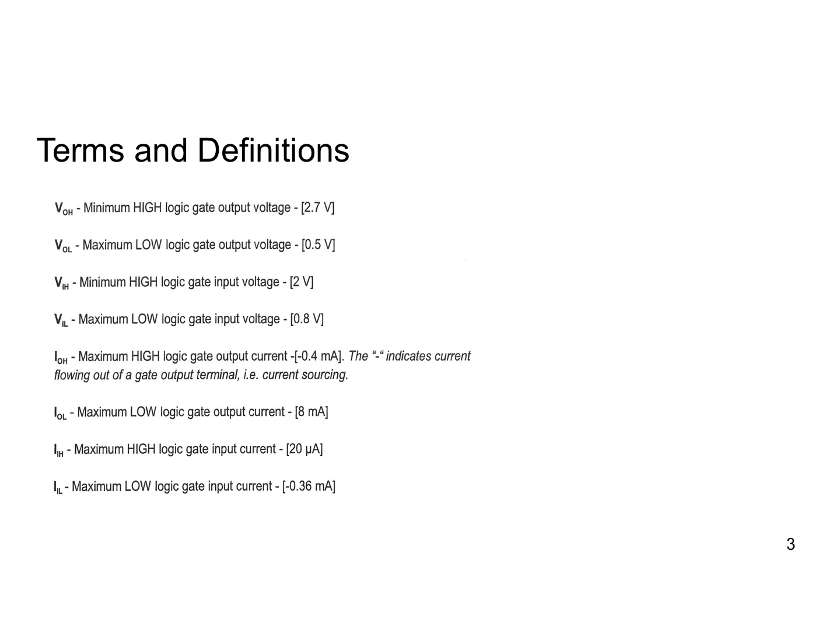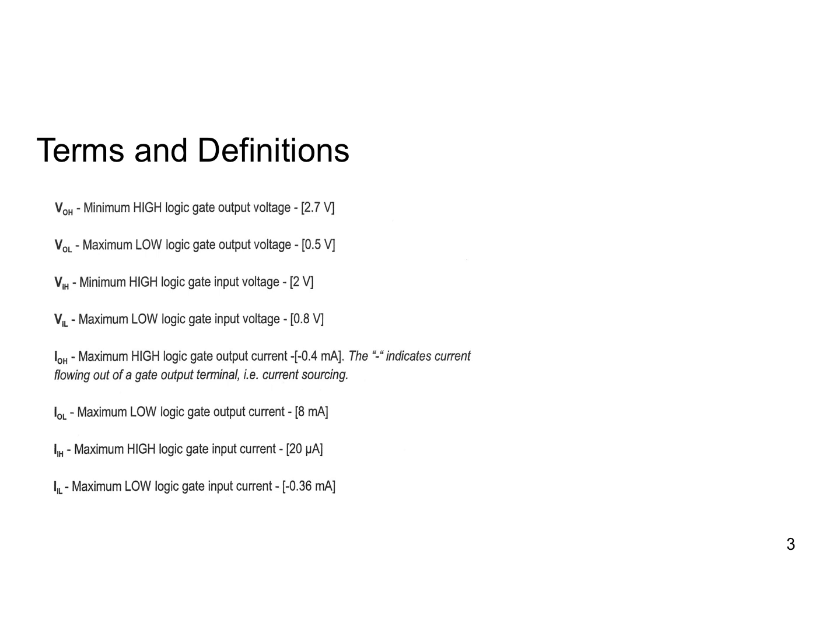VOL is the maximum low logic gate output voltage. That's worst case 0.5, and of course the ideal will be 0. Okay, that's because of the transistor saturation voltage. We've looked at that in electronics. You now understand that you cannot make VCE sat equal to 0. So this is the upper limit.